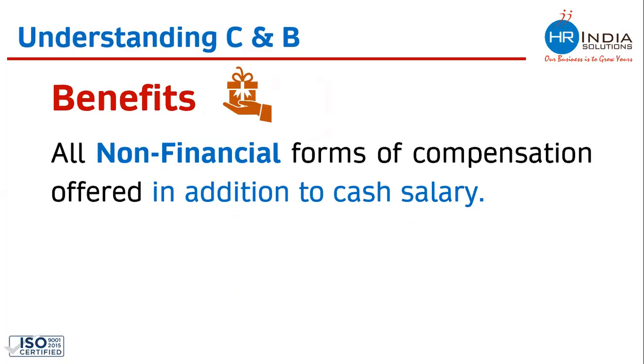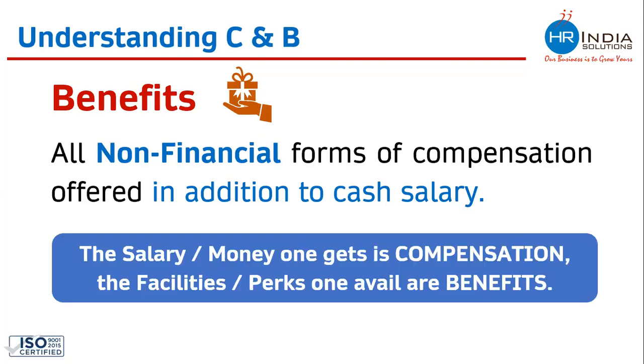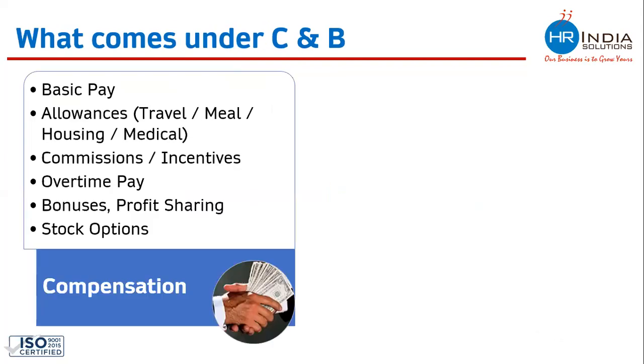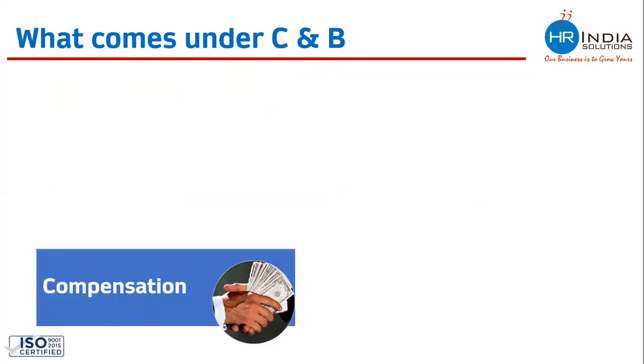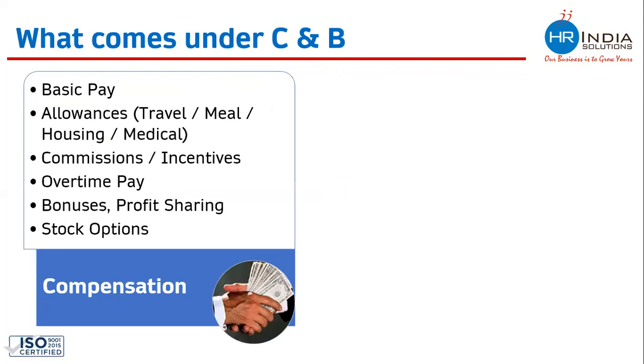So if I have to define compensation and benefits in one line, it would be like this. The salary or money one gets is compensation. The facilities and perks one avails are benefits. Let's have a look at a few examples for better understanding. Compensation is the monetary part of CTC for which the employee gets money in their hand: basic pay and allowances, which can be travel allowance, meal allowance, housing or medical, paid in the form of money. All commissions, incentives, overtime pay, bonuses, profit sharing, and stock options are paid in the form of money, hence they come under compensation.